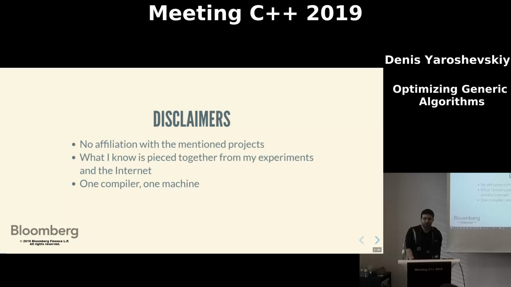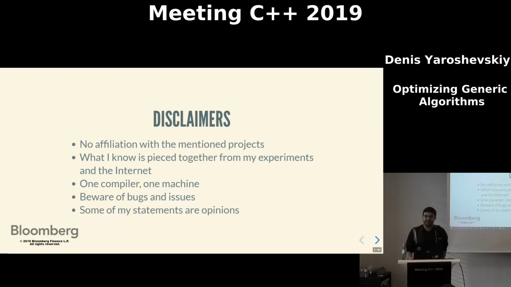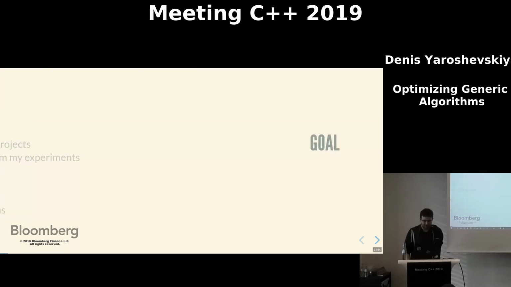Everything I will show is measured on one compiler, Clang 8, and one machine. I have done some measurements on different machines and compilers, and I will tell you where I know it's important. Generally, beware of bugs and issues. And I tend to be opinionated. Sorry. It doesn't mean that I'm right and you're wrong, but it's just a fact for this talk.